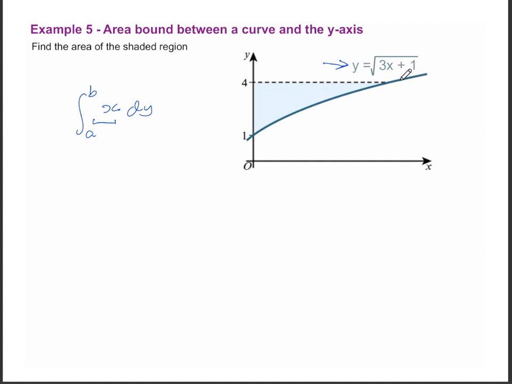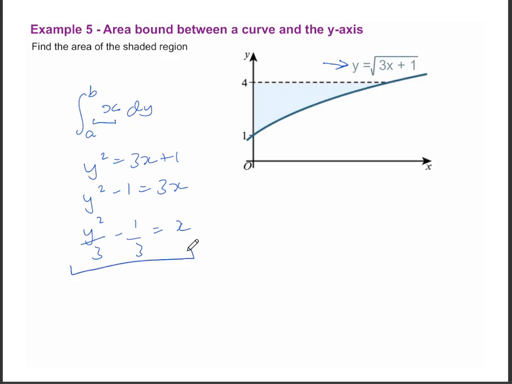So what we have to do here is make x the subject. If y equals the square root of 3x plus 1, then y squared is equal to 3x plus 1. Subtract 1 on both sides, we have y squared minus 1 equals 3x. We can divide by 3 on both sides, we have y squared over 3 minus 1 over 3 is equal to x. I've already separated it so that the integration is easier. Therefore, this is now the equation in terms of x, and we can now just integrate it to find the area.